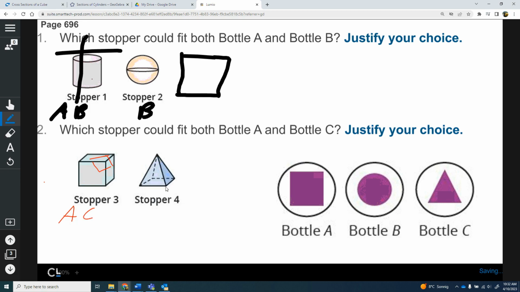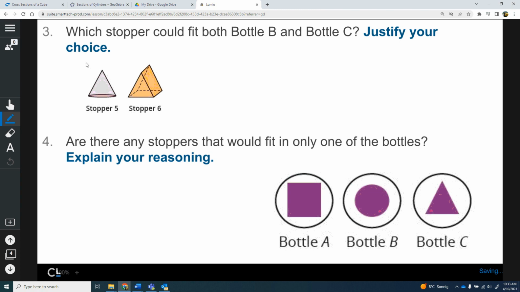Okay, we got stopper 4. That's a square bottom, so it could fit in A. And it's triangular on top, so it could fit into C. You guys do this for stopper 5. So pause the video, check 5 out, and when you're back, we'll go over the answers.